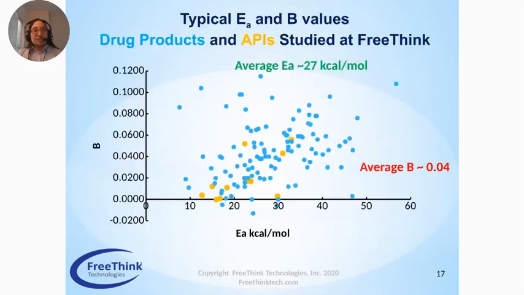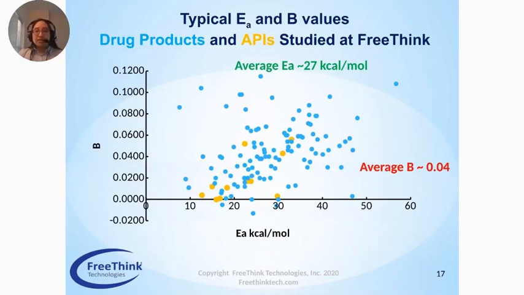This scatter plot just shows some of the typical EA and B values that we've seen from drug products and APIs at FreeThink. Again, the average is about 27 kcals per mole for the EA, though sometimes we see down to 10 kcals per mole or up to 50 or higher. The average B value is about 0.37, but some products have almost no moisture sensitivity. Some have a very strong moisture dependence.